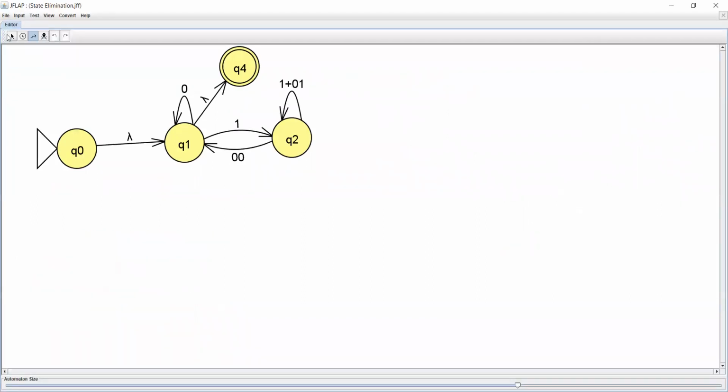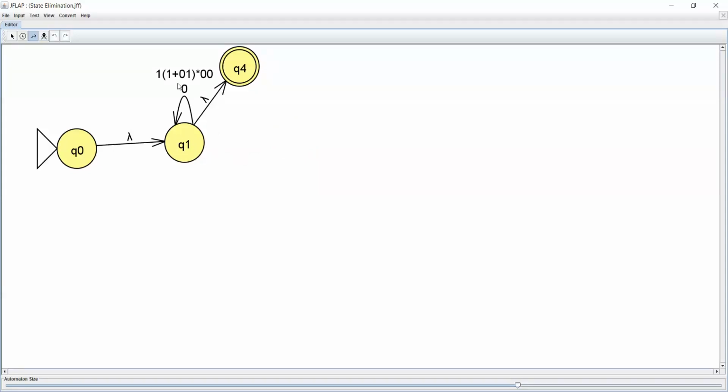Now what I want to do here, I want to remove this state Q2. Okay, so here have a look at this. When I remove this, I am going to get a transition for this, 1 into (1 plus 01)* 00. Now I am going to have two transitions. Already for Q1 there is a transition available with 0. Now I got a new transition.